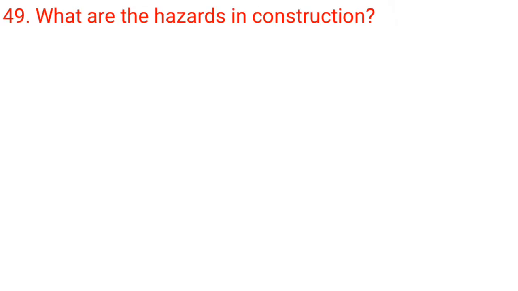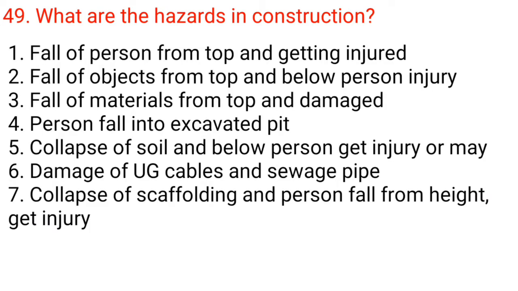49. What are the hazards in construction? 1. Fall of person from top and getting injured. 2. Fall of objects from top and injury to the person below. 3. Fall of materials from top and damage. 4. Person falling into excavated pit. 5. Collapse of soil and the person below gets injured. 6. Damage of UG cables and sewage pipe. 7. Collapse of scaffolding and person falls from height, gets injured.